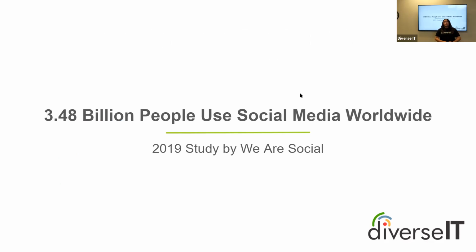So social media is probably one of the biggest things that we see in our lives every single day. More than 3.48 billion people worldwide actually have social media accounts, according to a study done in 2019 by We Are Social. So really, if you think about it, that's almost half of the population on this planet. And that's not even including babies that can't have social media, or people that just refuse to even go near technology.